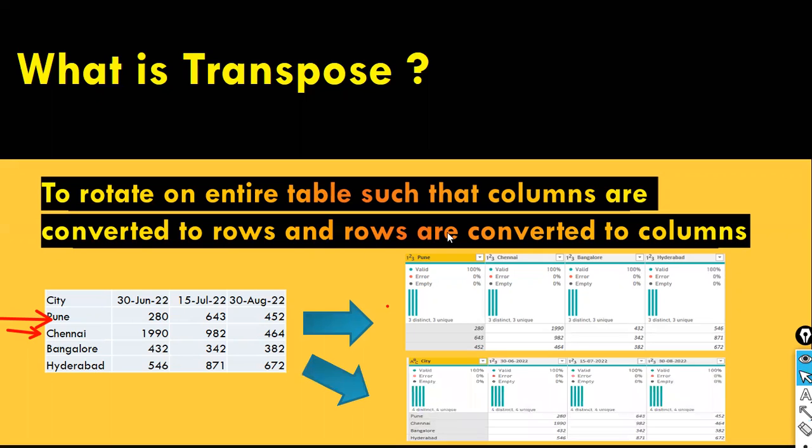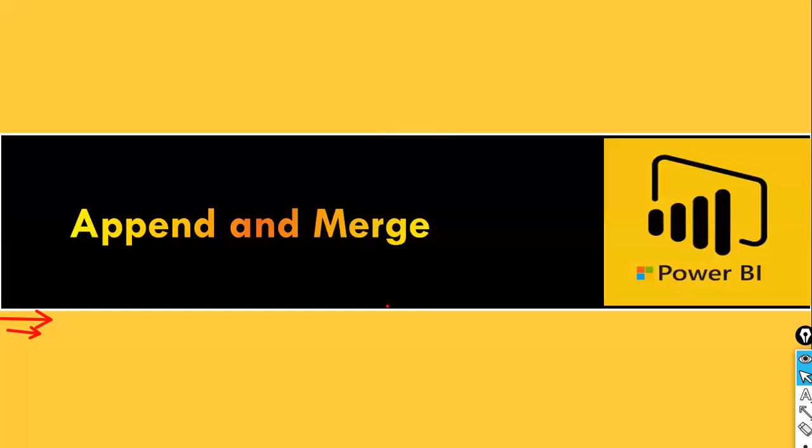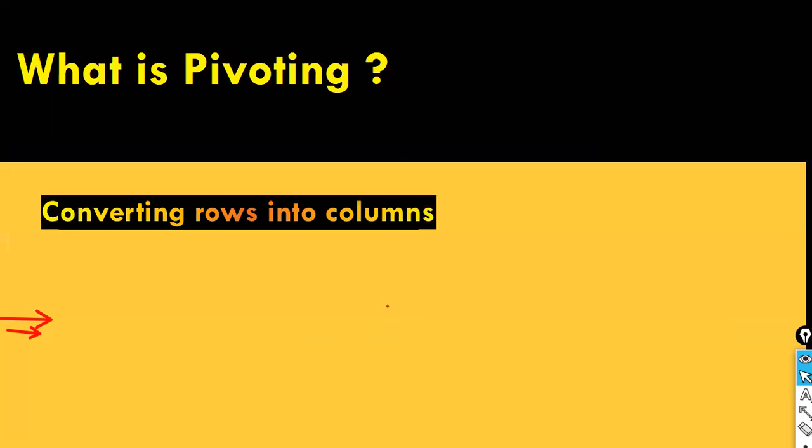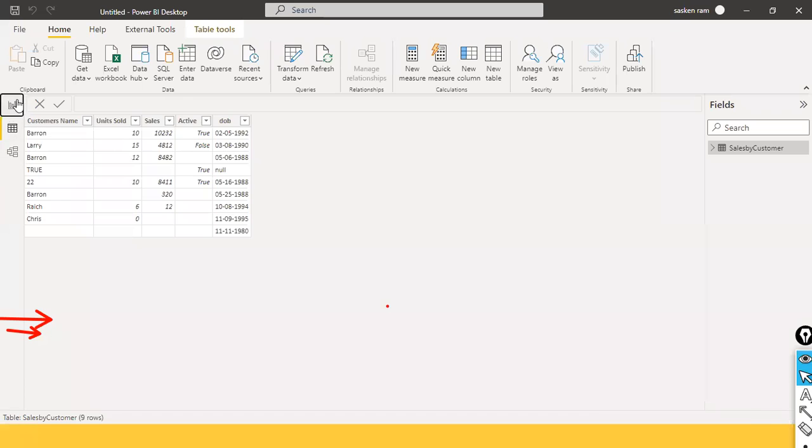If you want to look at the data in a different dimension, in that kind of situation, this is very much helpful. Otherwise, you don't want to use transpose. If you want the typical pivoting, converting rows into columns, you can do the same thing. And unpivoting is the opposite, converting from columns to rows. Now we will take a look at that in Power Query Editor.